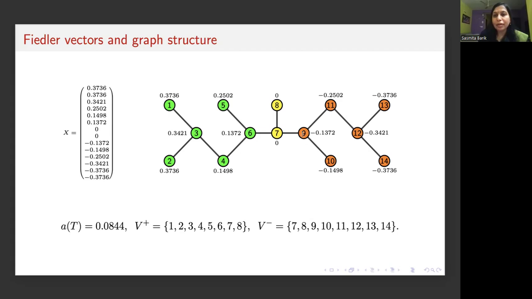Similarly, in V minus, I'll put all the vertices which are negative as well as all the 0 vertices. So 7, 8, and then from 9 to 14, I'm putting here. So you can see how they look.